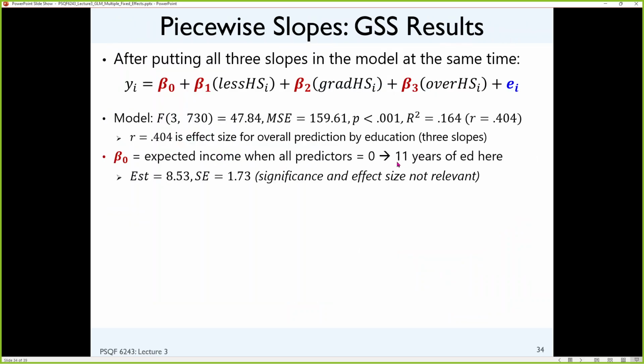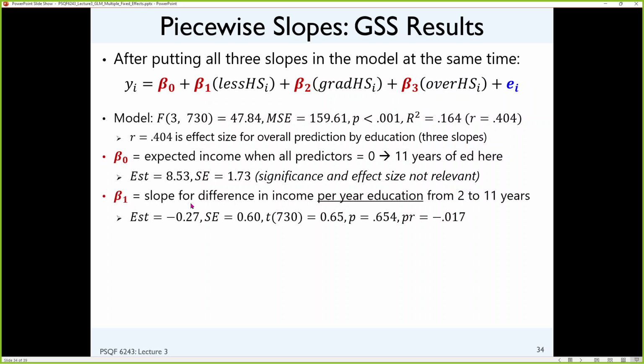So at 11 years of education, people are predicted to make $8,530. Beta 1 is still a slope per year of education, but it's only covering the range of 2 to 11. So in that range, the slope is actually negative.